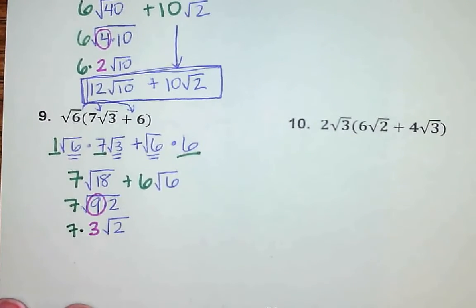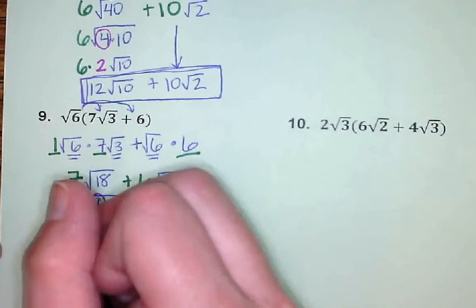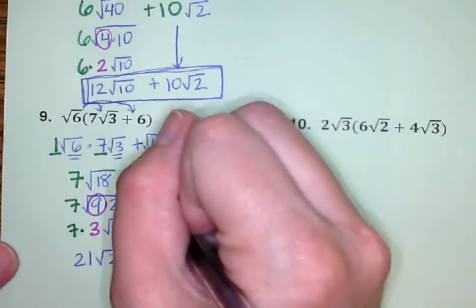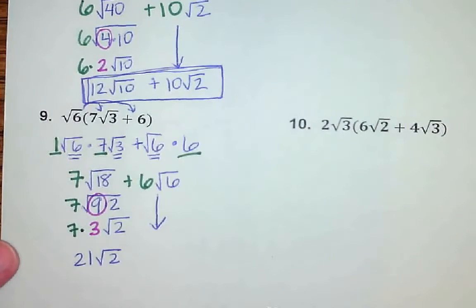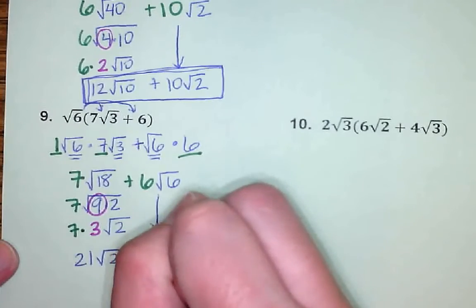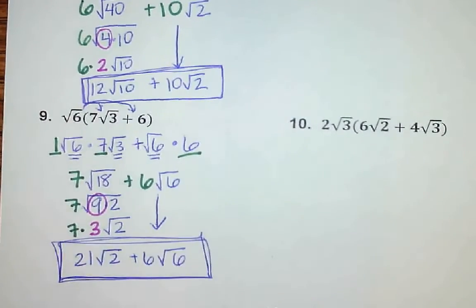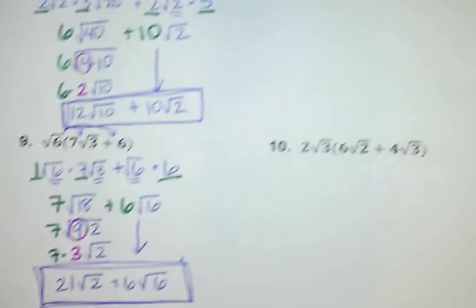And then, y'all, we can't simplify 6 square root of 6, so I'm just going to add 6 square root of 6. And we are done. Does that make sense, you guys? Y'all feel good about that? All right, I want you guys to try to do numbers 8 and 10 fully on your own. Do numbers 8 and 10 fully on your own here.